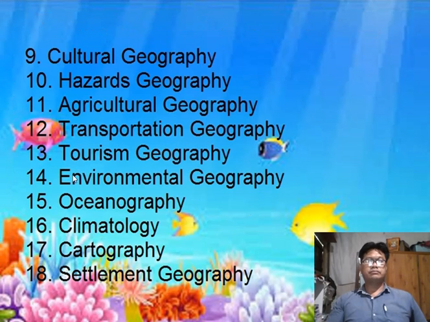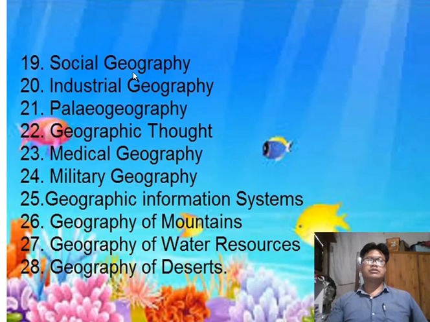biogeography, cultural geography, hazards geography, agricultural geography, transportation geography, tourism geography, environmental geography, oceanography, climatology, cartography, settlement geography, social geography, industrial geography, paleogeography, geographical thought, medical geography, military geography, geographic information system called GIS, geography of mountains, geography of water resources, geography of deserts.